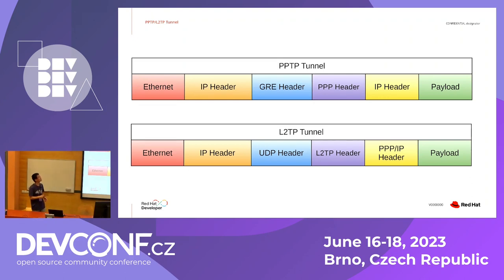This protocol was developed in the 1990s, it's very old, while L2TP was developed in the year 2000, so it's a little newer. But as we talked about, PPTP is faster but not secure, and L2TP is secure but a little slower.